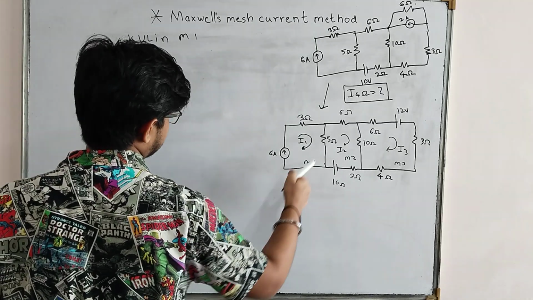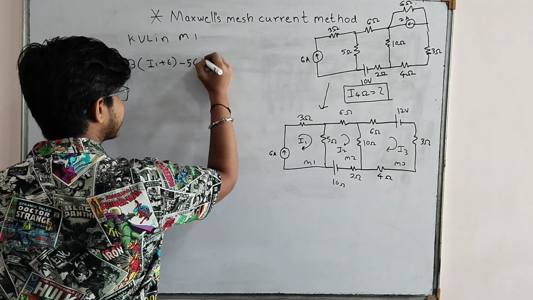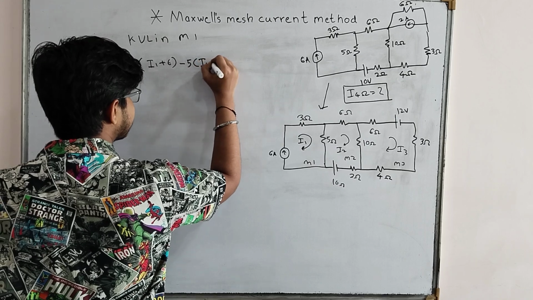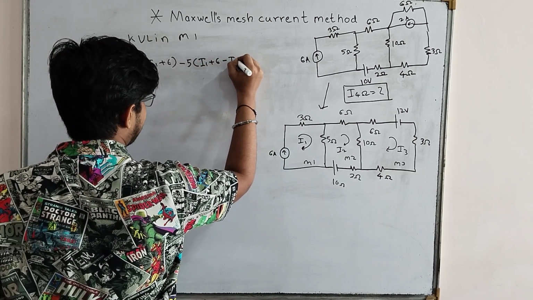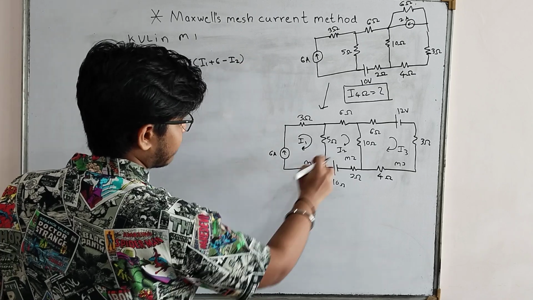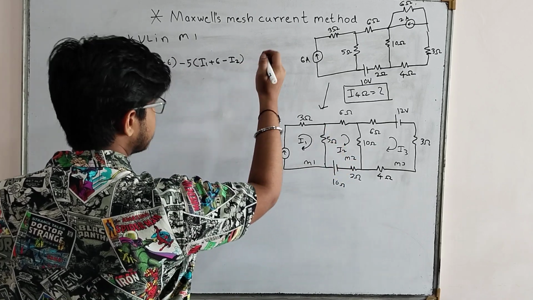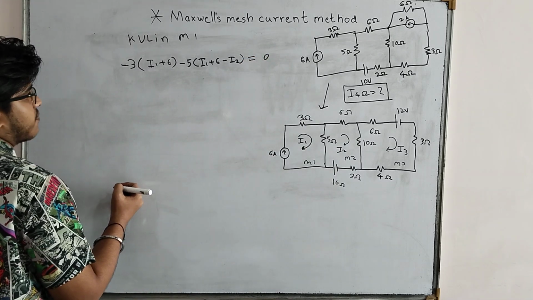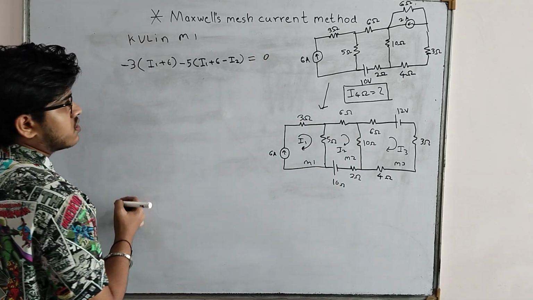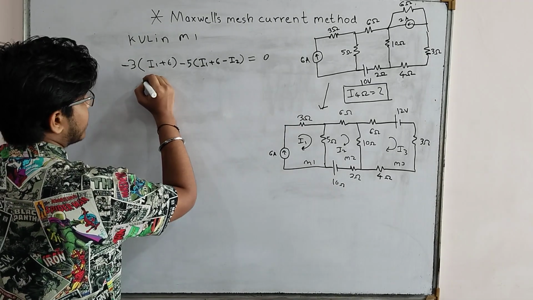Now current through 5 ohm, again negative sign outside the bracket. We will write here I1 plus 6 minus I2. The direction of I2 is upwards for this 5 ohm, so it will be negative, and this entire thing is equal to 0. Okay, so now moving forward, let us write the final equation for mesh 1.